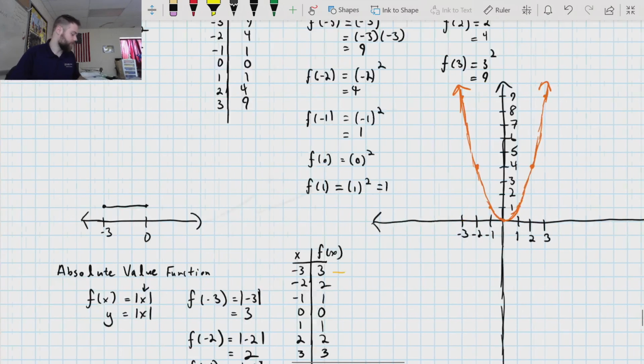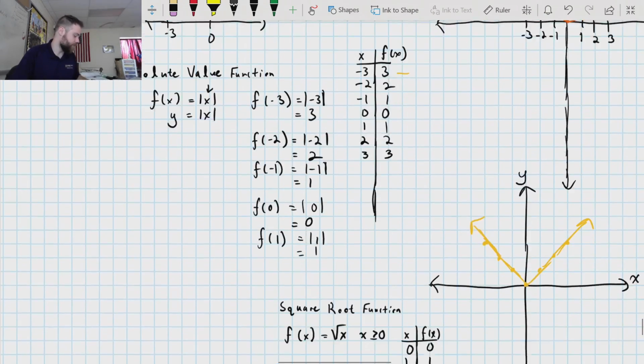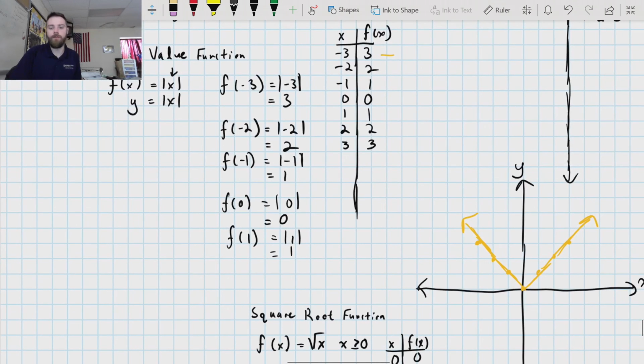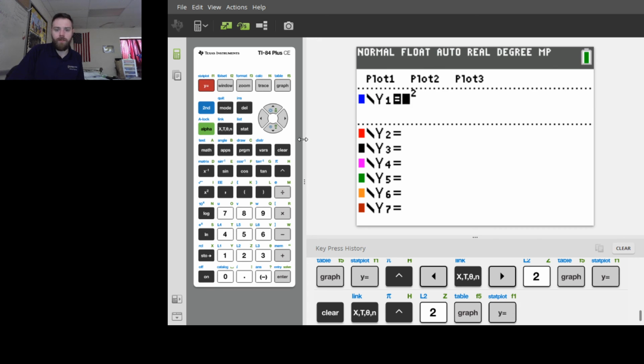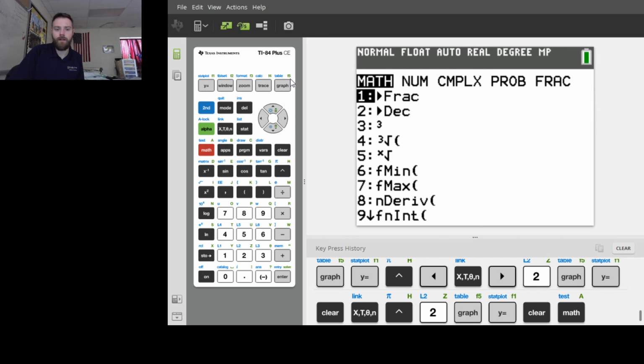And then we can start to graph in other functions. And you might be wondering, okay, what about absolute value? Well, yes, you can. It's just a little tough to find. So we're going to do that. If I go over here, I go to y equals. I clear that guy out. And then I go to math. Then I go to num.